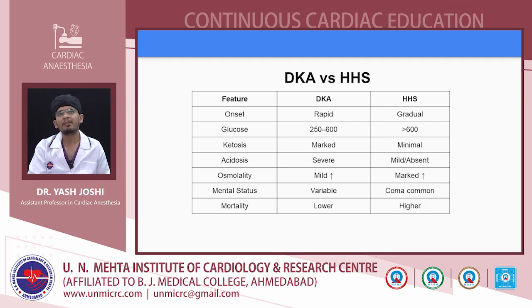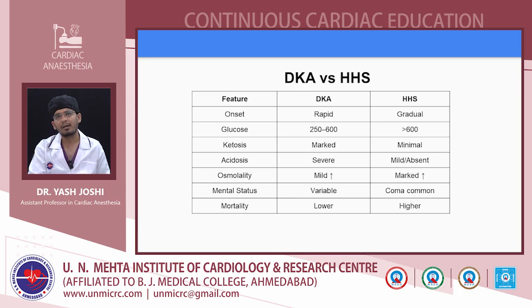Now we will discuss diabetic ketoacidosis versus the hyperglycemic hyperosmolar state. The major difference between DKA and HHS is that DKA is dominated by ketosis as well as acidosis, whereas HHS is dominated by severe hyperglycemia, hyperosmolarity and dehydration. Mortality is usually higher in HHS.